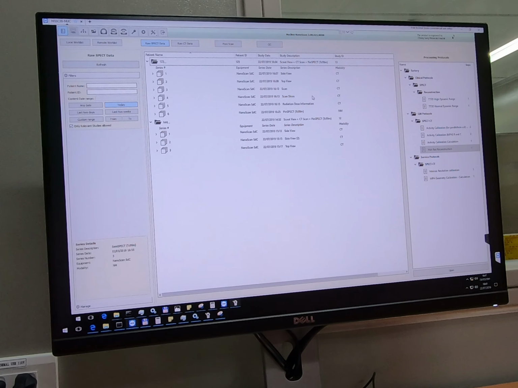Okay, so the answer is really short. For attenuation and scatter correction. Okay. So because it is always applied, it will also be used for the PET reconstruction next week.